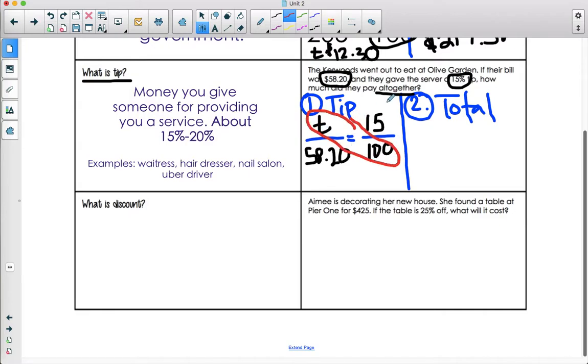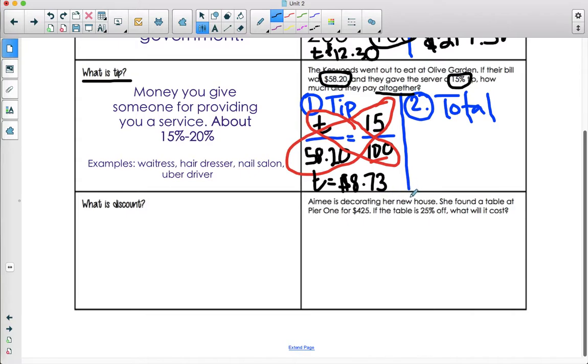So if I do my ovals here, I should have $58.20 times 15, and then I'm going to divide by 100. So I want you to go ahead and do that on your calculator. Pause the video if you have to. Okay, so when I did this, I figured our tip should be $8.73.